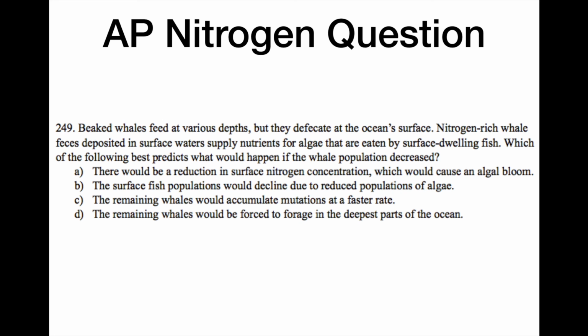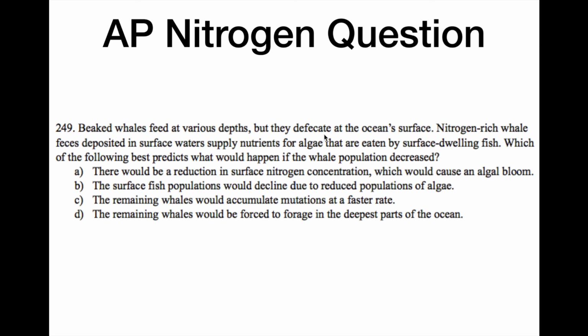Here's another question for you. Beaked whales feed at various depths, but they defecate at the ocean's surface. Nitrogen-rich whale feces deposited in surface waters supply nutrients for algae that are eaten by surface-dwelling fish. Which of the following best predicts what would happen if the whale population decreased? Okay, so these whales are feeding and they're defecating, and their feces is full of nitrogen. And the nitrogen is necessary for all the algae below these whales. So which of the following best predicts what would happen if the whale population decreased?